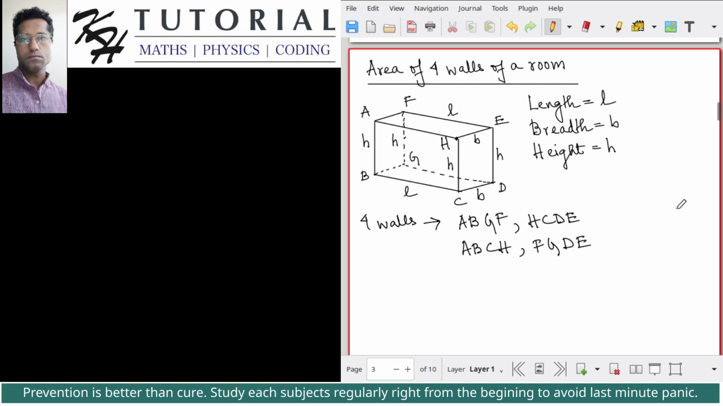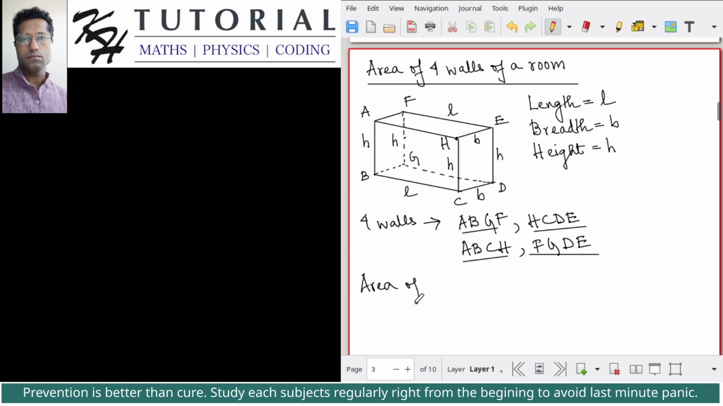So the area of the four walls of the room will be the sum of the areas of these individual four walls. All these are rectangles. I am trying to derive the formula for the area of four walls of a room, where the dimensions are L, B, and H. L is the length, B is the breadth, and H is the height, in some units.